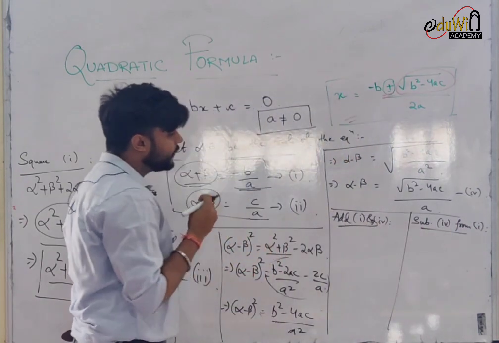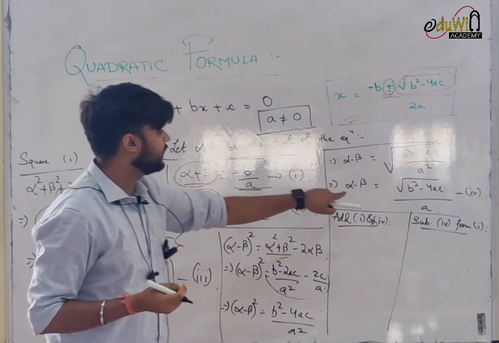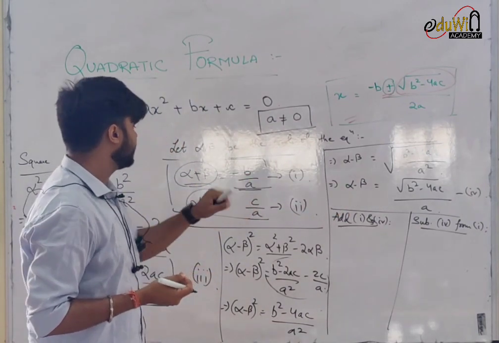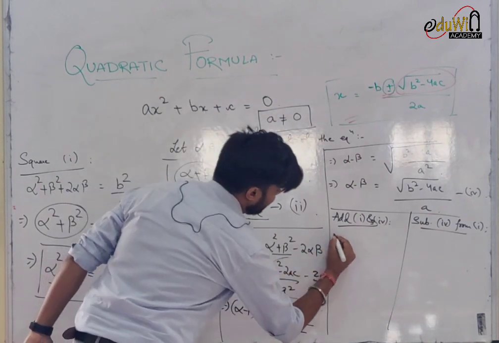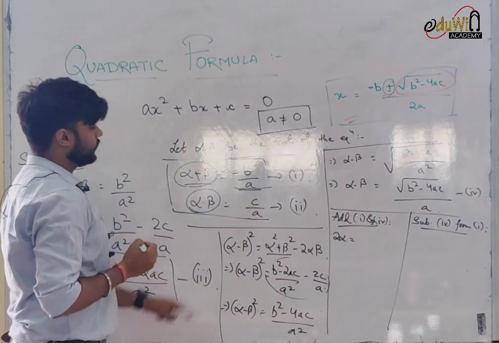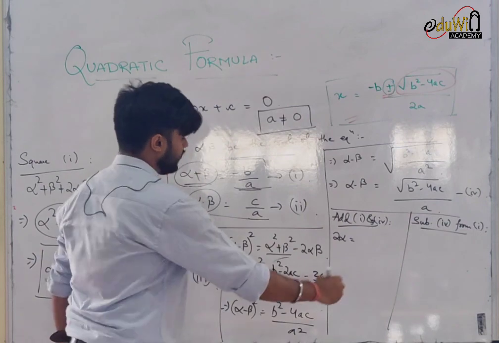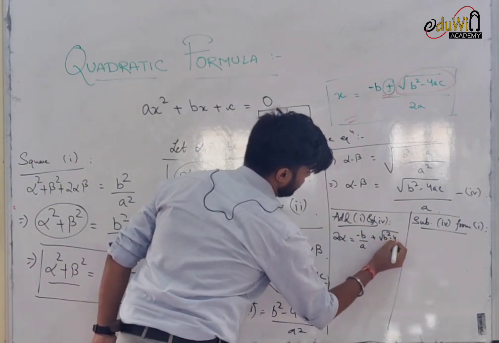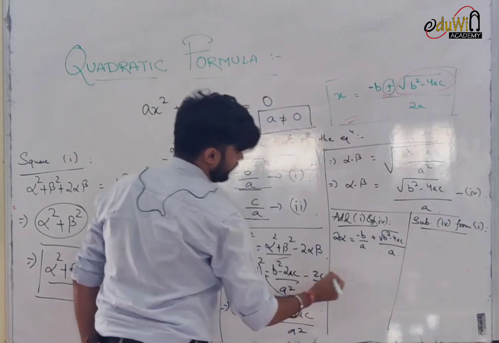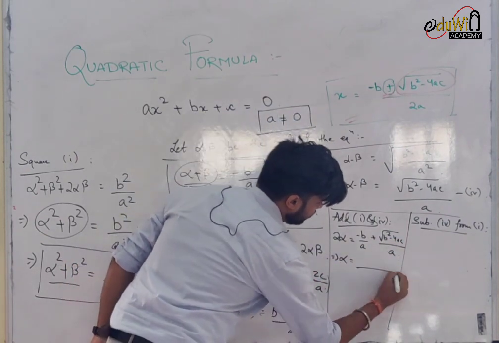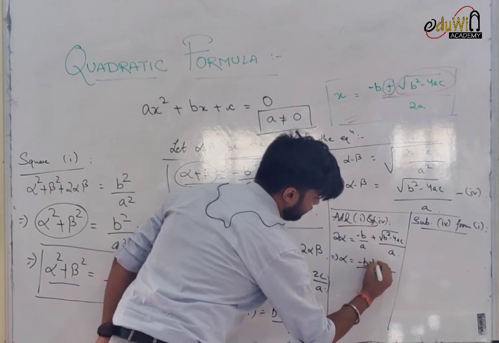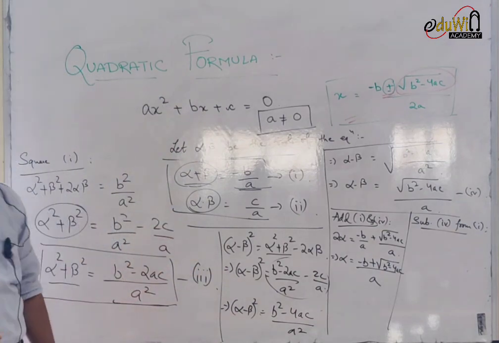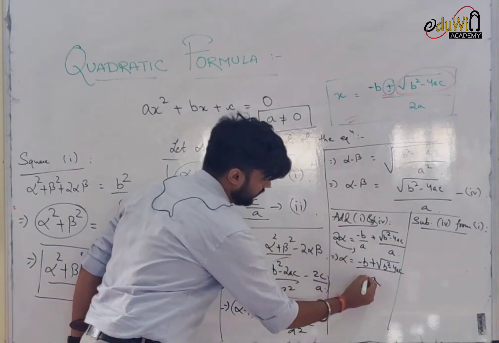So if we add 1 and 4, alpha plus beta and alpha minus beta, alpha plus alpha is 2 alpha, beta minus beta will be 0. So on the left hand side we get 2 alpha equals this plus this: minus b by a plus root over b square minus 4ac divided by a. Hence we get alpha equals minus b plus root over b square minus 4ac divided by 2a. This 2 will come down as 2a.